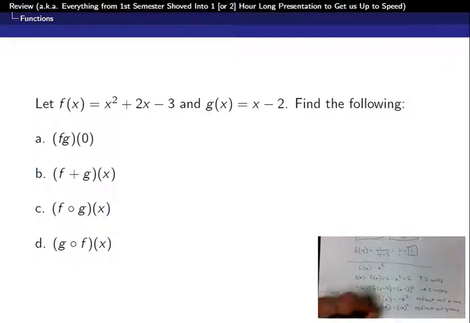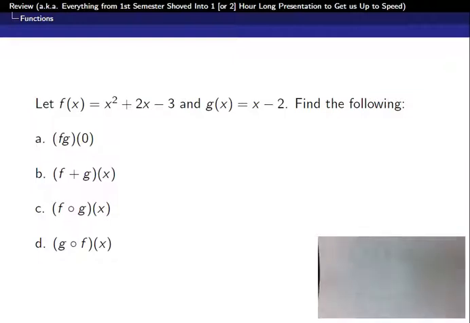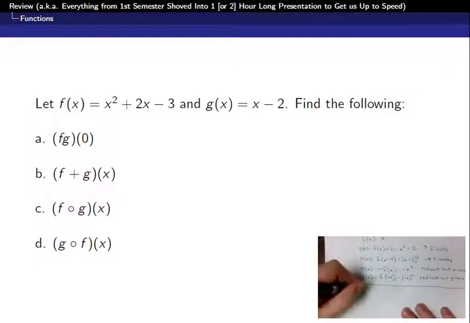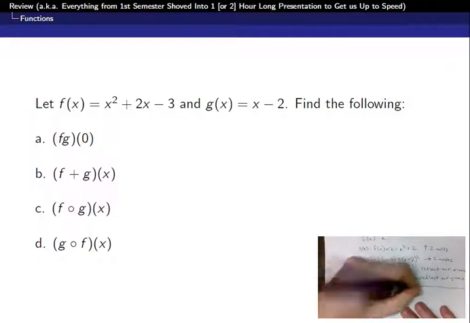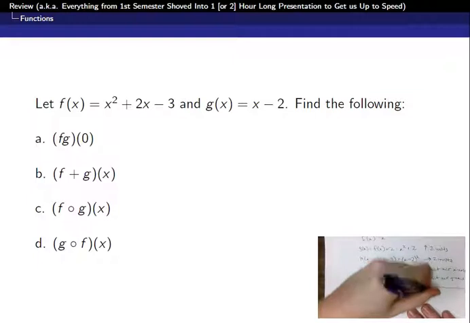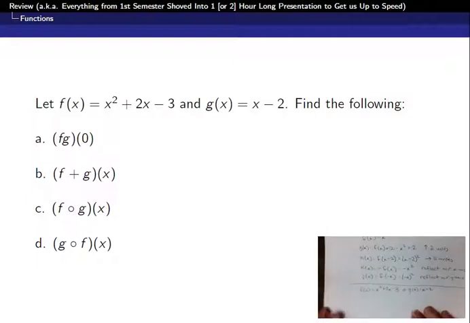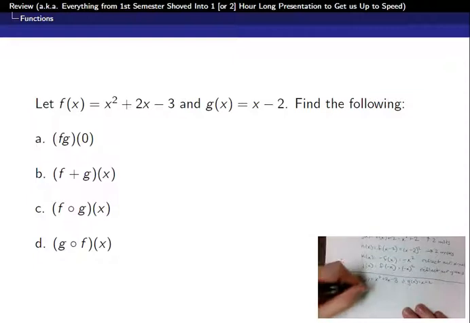And the last thing we talked about is operations within functions. So if we have two functions, f of x equals x squared plus 2x minus 3, and g of x equals x minus 2, if I add, subtract, multiply, or divide these two functions, I'm going to get a new function.